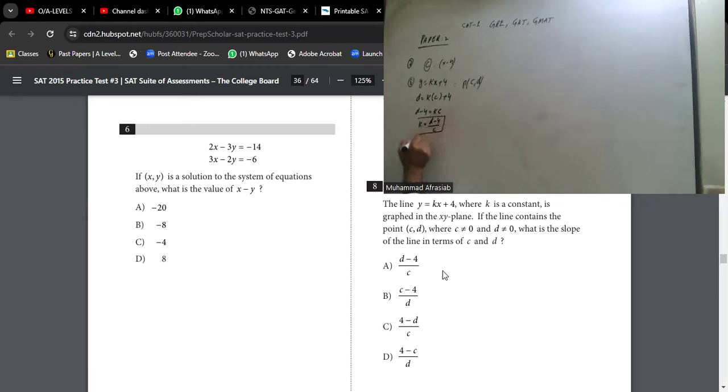So this is the answer of the slope there, because we know that the equation of the line is y is equal to mx plus c, where m is the slope of that line. So it is d minus 4 over c is the answer of A part. So A is the choice for this question number 8 there.